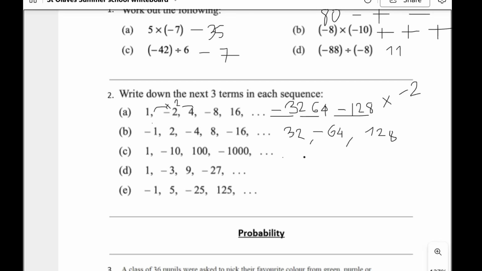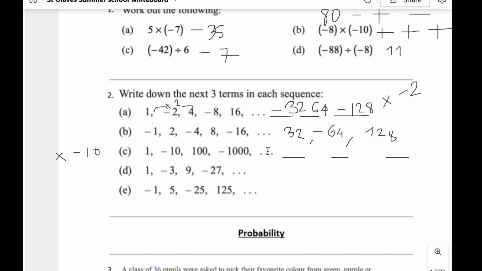We have a similar thing here where you can either say multiply by 10 each time, or multiply by minus 10. What's the rule? Multiply by minus 10. So we can see here that we just add a 0 each time. So it's 1, 0 zeros, 1 zero, 2 zeros, 3 zeros. The next one will have 4 zeros.